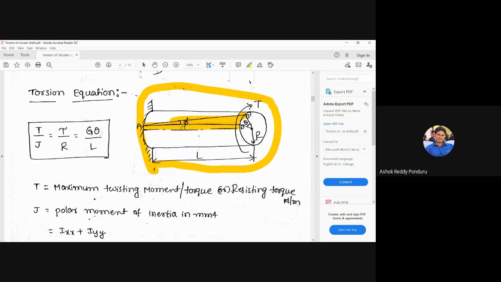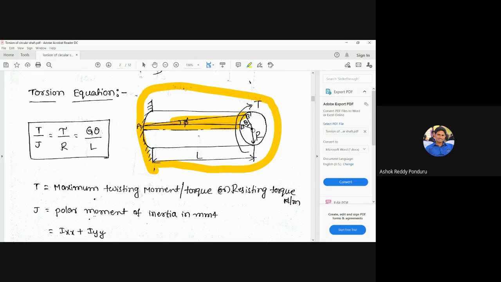No, it is not called the angle of twist. It is called the shear strain. Most of the students make a mistake here. It is the shear strain, it is not the angle of twist. That is called phi here.